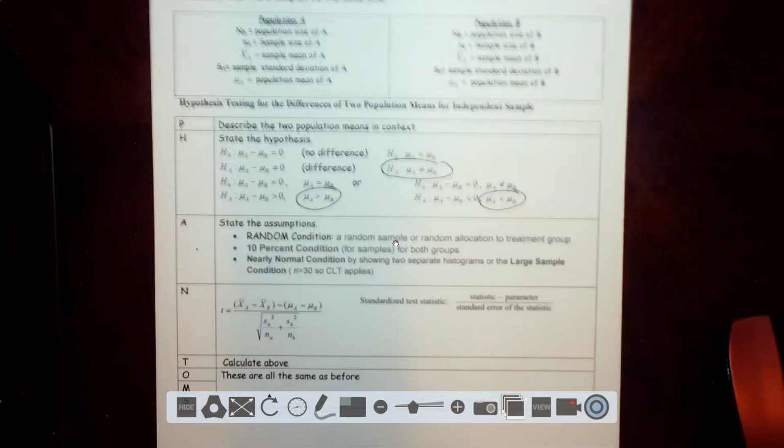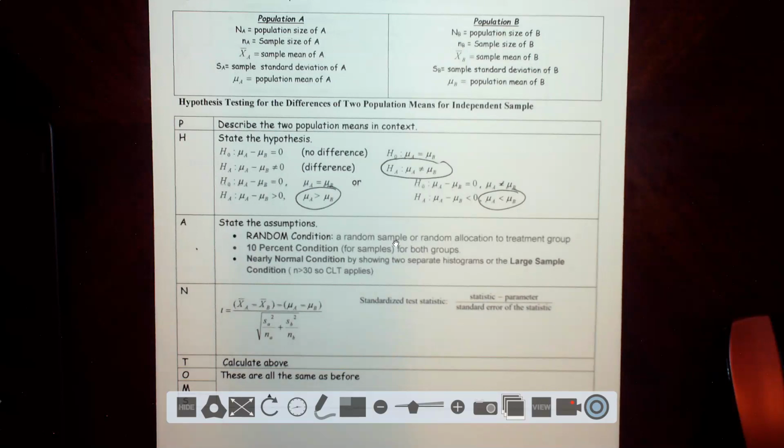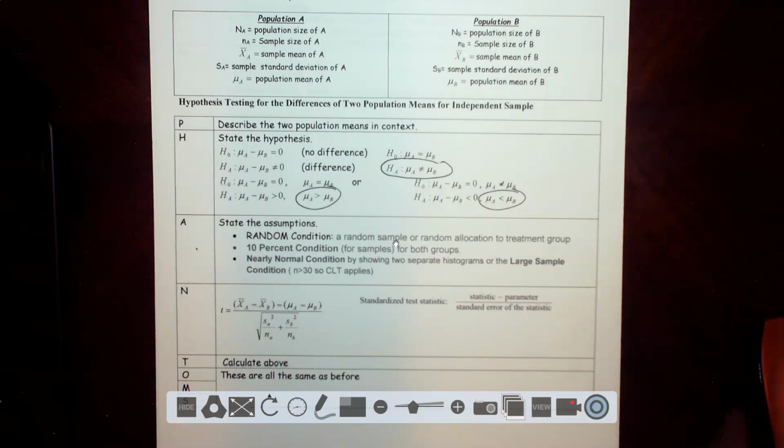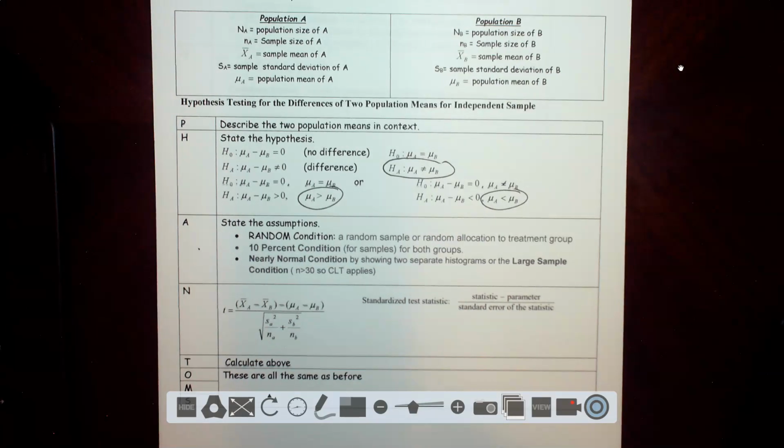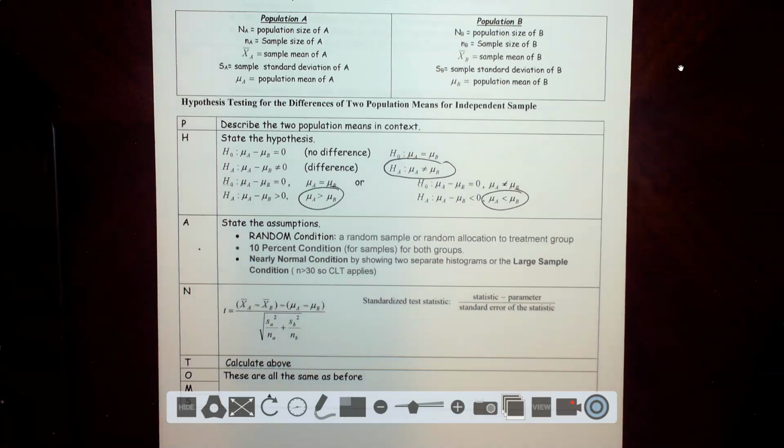Now let's look at our assumptions. For your assumptions, you have the random condition. For the random condition, you're going to either have a random sample, or if it's an experiment, you're going to have random allocation to treatment groups. Just know that most of the time you're going to have random samples, but if there was an experiment, your randomization comes from random allocation to treatment groups, so watch for that. You're going to have your 10% condition. That's for both groups. Notice that's for samples alone.